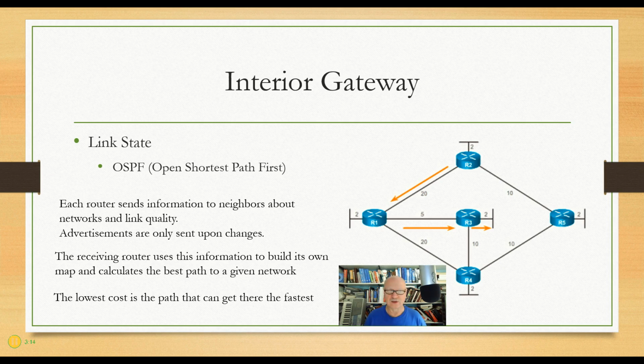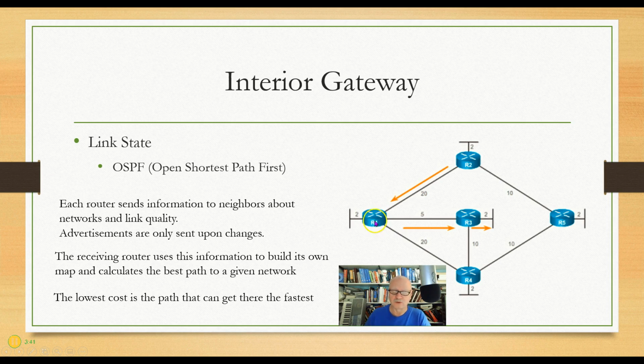Link state protocols, which are also interior gateway routing protocols. The primary example is one called OSPF, or Open Shortest Path First. Now, in this case, what happens is each router in this system will send information to its neighbors about the quality of the links. It will tell it what network, and it'll also tell it the quality of the link. Now, the receiving router, let's say that this router 1 over here is the receiving router, and router 4 was the one that sent the information.